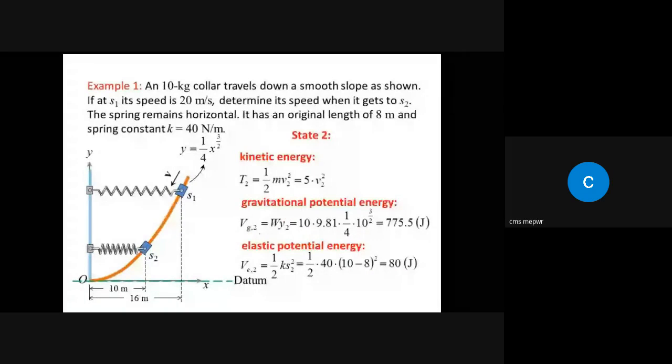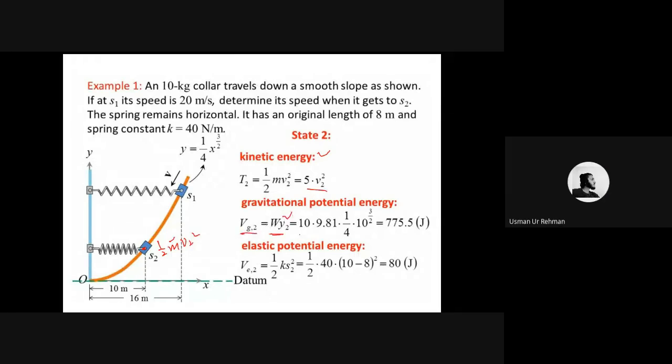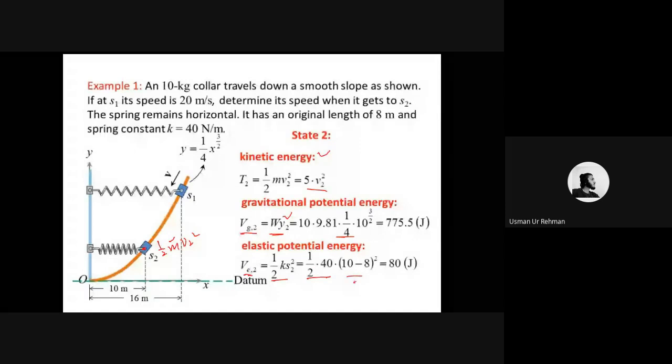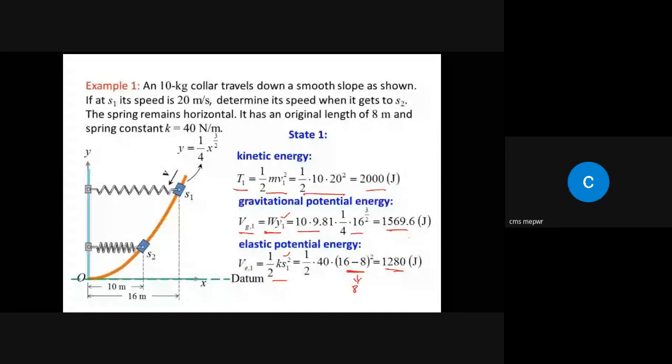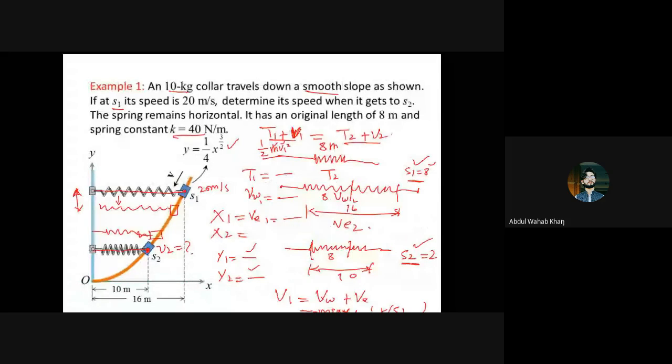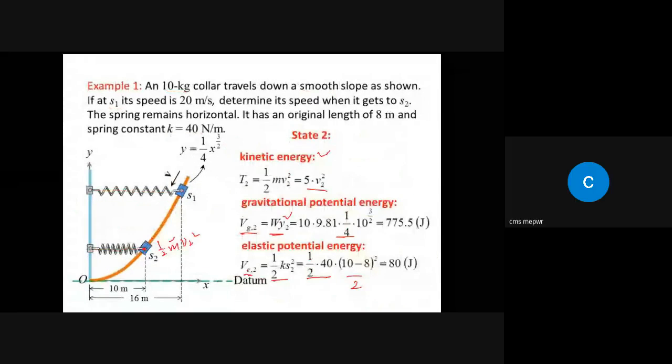Now let's move toward the second state. Kinetic energy at state 2 is half m v2 square. We have to find this out, m is known but v2 is not. What about gravitational? W y2. Do we have y2? Yes, sir, we have it. Then Ve2 is half k s2 square. Do we have s2? Yes, sir, 10 minus 8, which was 2, if you remember. So from here we have found this thing.